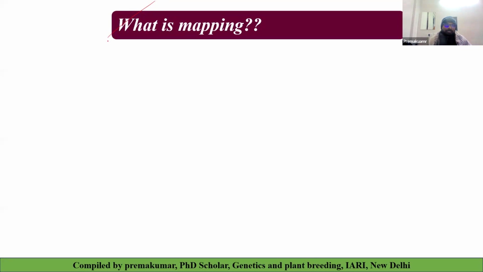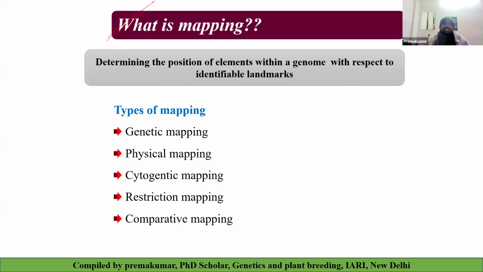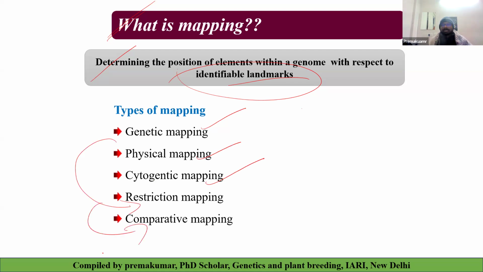Then we discussed what mapping is: determining the position of elements within the genome with respect to identifiable landmarks. You identify a landmark and say, our gene is here, go to this landmark and you'll find the gene. This is what we call mapping. There are different types we discussed: genetic mapping, physical mapping, cytogenetic mapping, where in physical mapping restriction mapping comes in, and comparative mapping. Nowadays we use comparative mapping, but it's not an exclusive class. It comes under linkage or any other mapping method.